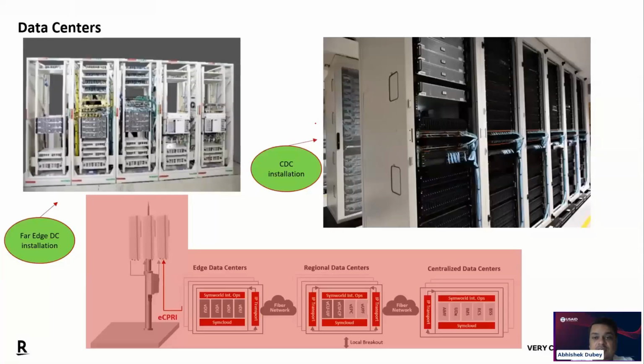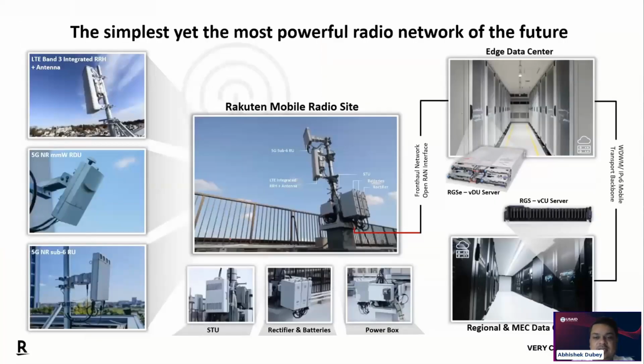So this is an example of a CDC. This is how our CDC looks, again an original picture from Rakuten. This is how the fiber cable routing and the server installation is done in Rakuten, and this is the Edge data center. So now you know how the CDC is deployed, how the regional data center is deployed, and how the Edge data center is deployed.